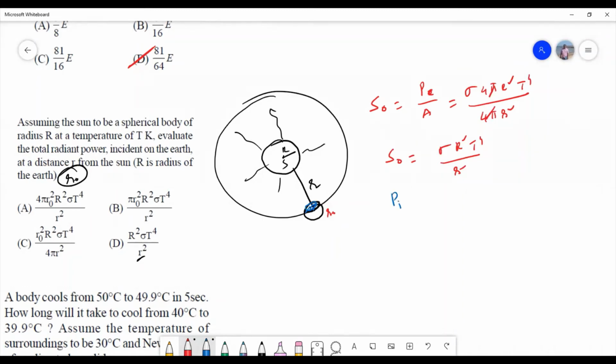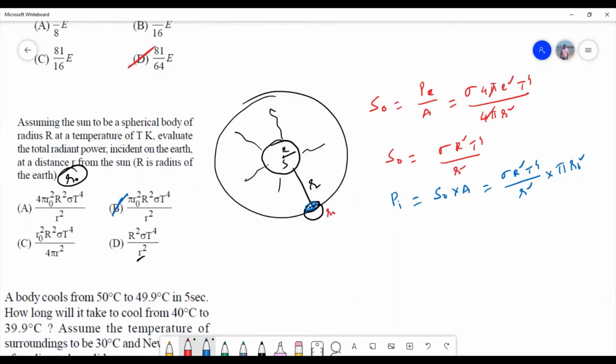So total energy incident is nothing but area into that solar constant. Solar constant into area: sigma r square T power 4 by small r square, into area of that patch, which is pi r naught square. So then the option should be pi r naught square, r square, sigma T power 4 by R square. This is option number B.